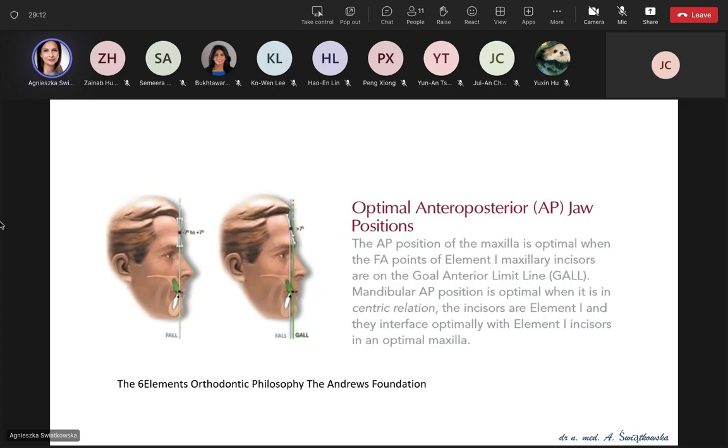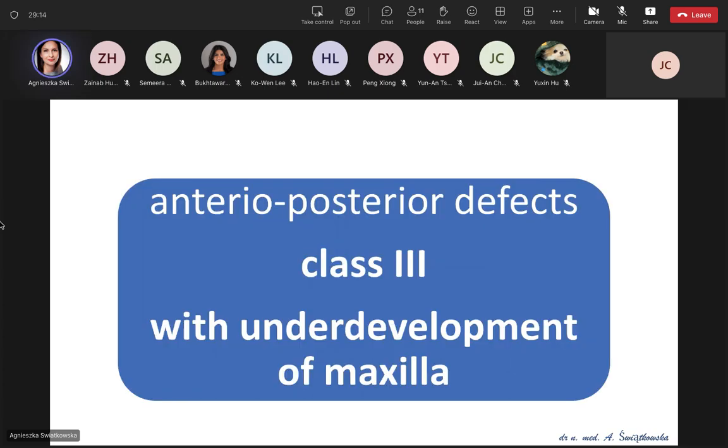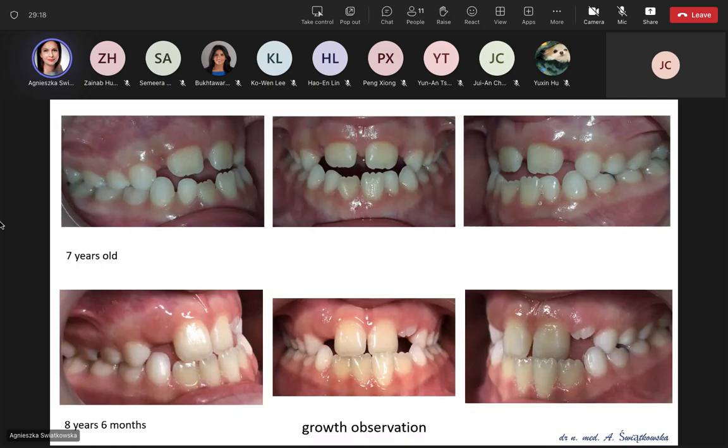Clinical cases, class 3 with underdevelopment of maxilla. What you should know is that this treatment is possible when the patient is under 10 years old. The zygomatic suture at this time is still elastic. We can open this suture and pull maxilla forward.